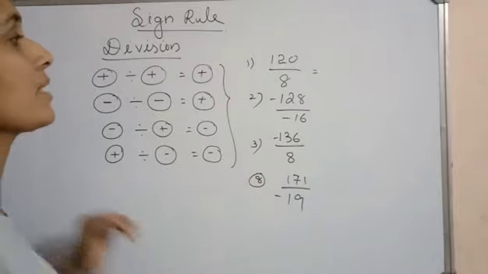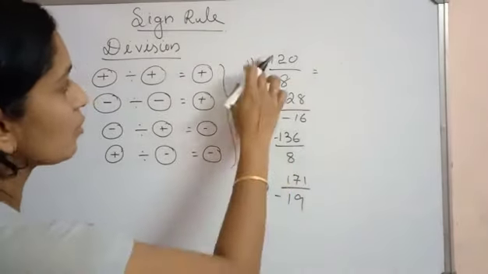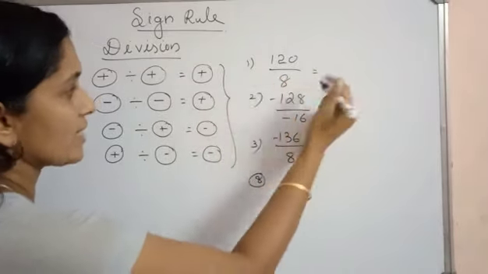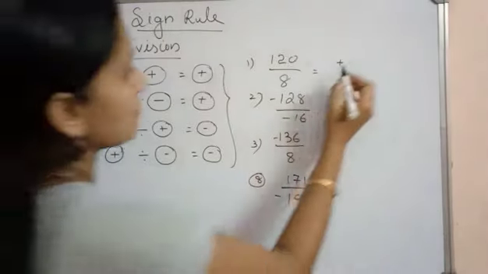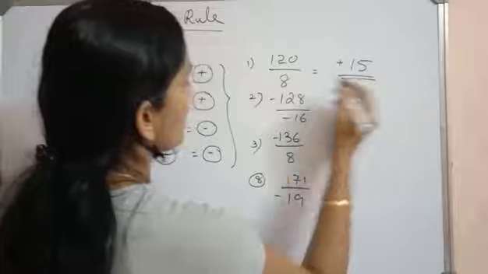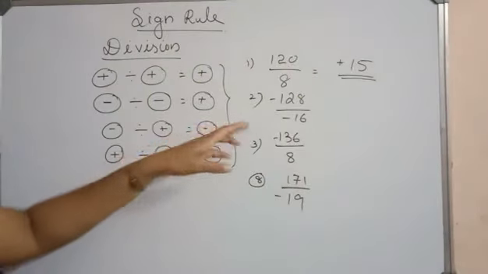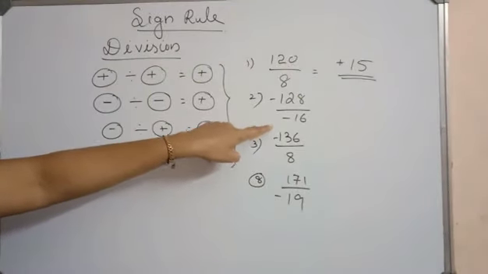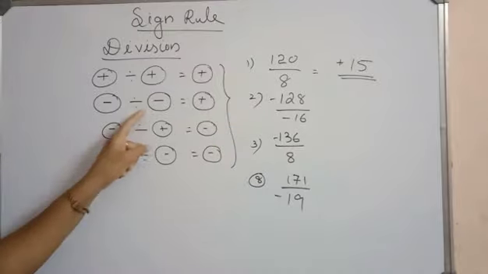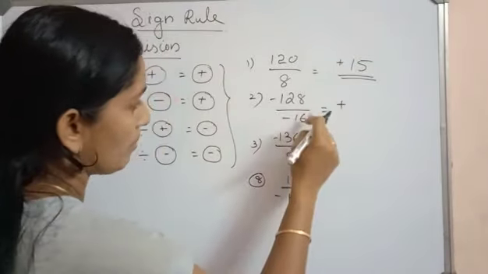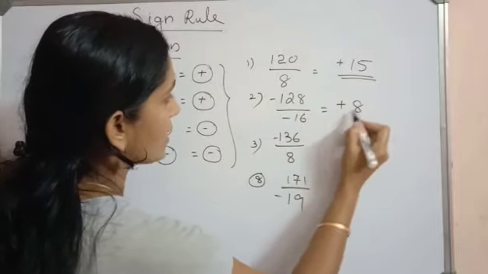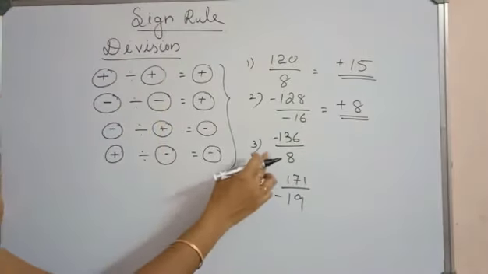Consider some examples. 120 by 8. Since both the numbers are positive, your final answer will be positive itself. And 120 by 8 is 15. And look at the next one. Minus 128 divided by minus 16. Since both are negative, your final answer is positive. So you will write this as plus 128 by 16 is 8. This is your answer.